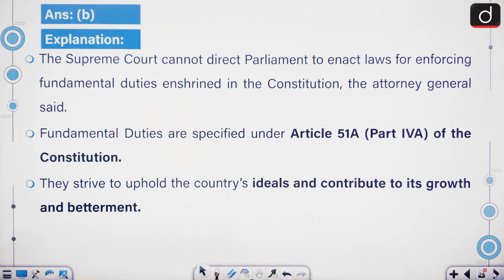The Supreme Court cannot direct Parliament to enact laws for enforcing fundamental duties enshrined in the Constitution, as the Attorney General says. Fundamental duties are specified under Article 51A, Part 4A of the Constitution, and they strive to uphold the country's ideals and contribute to its growth and betterment.